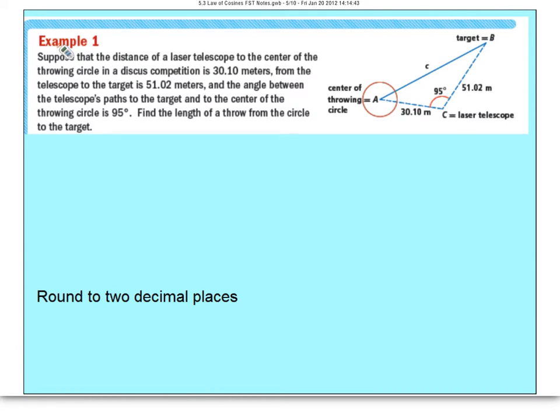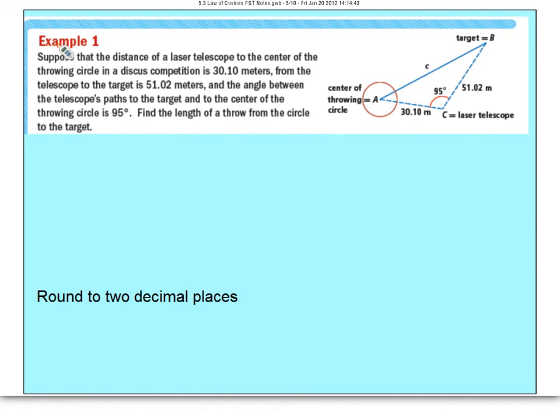So let me show you. Here's what's going on. This is the throwing circle right here where they're going to throw the discus. Here's the target they're trying to get to. Now they have a laser machine right here, and the laser machine is pointing to the person getting ready to throw. That distance is the 30.10. Now from the laser machine to the target, the distance is 50.02. Those two laser beams make a 95-degree angle.